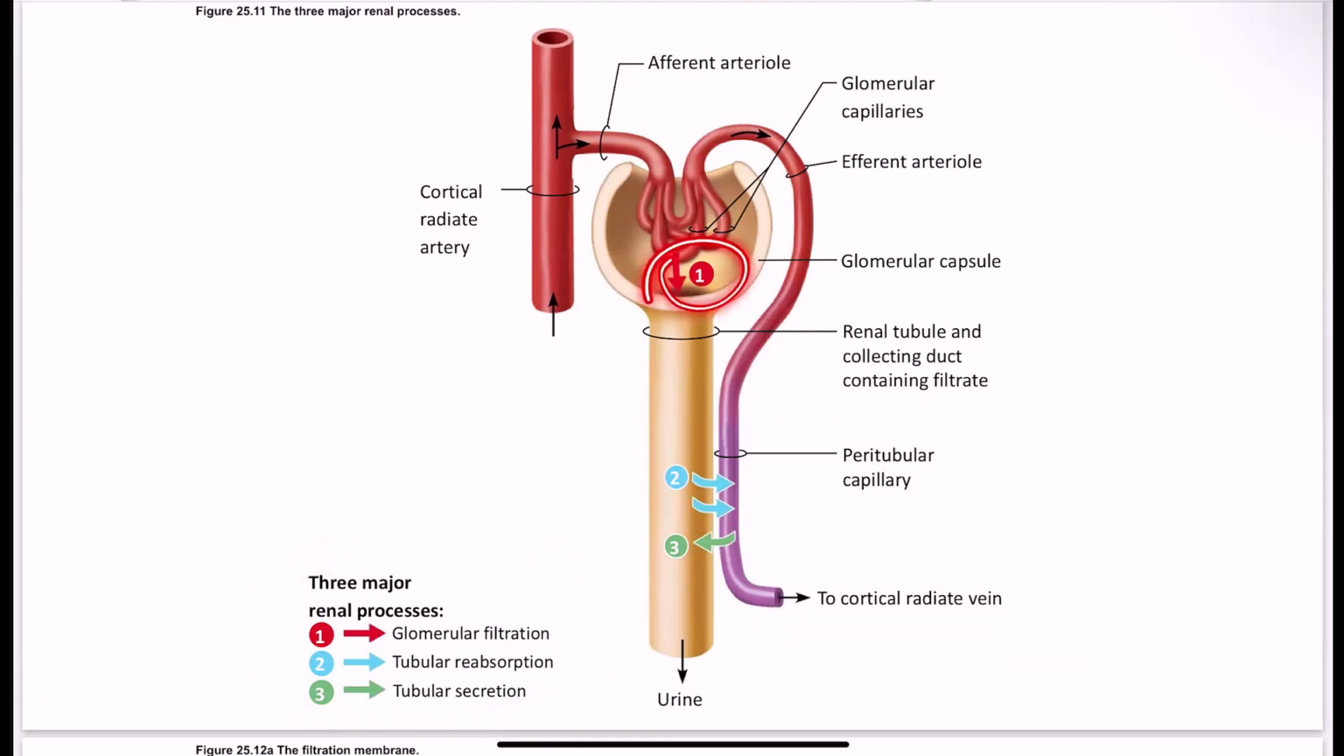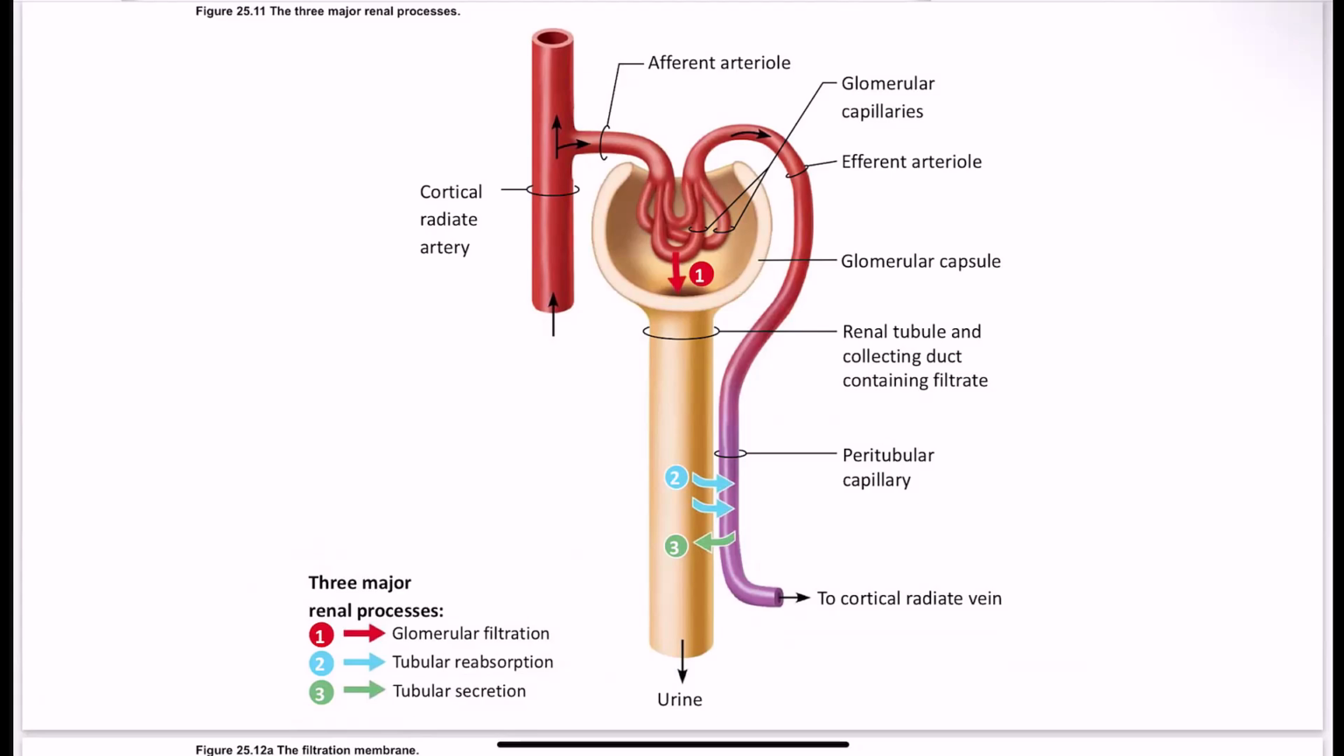Number one is glomerular filtration. At the glomerulus, we produce filtrate. Some of that filtrate is pushed back into the blood. That's called tubular reabsorption. And then some of that content from the blood is pushed back into the nephron. That's called tubular secretion. So we'll go through all of those.